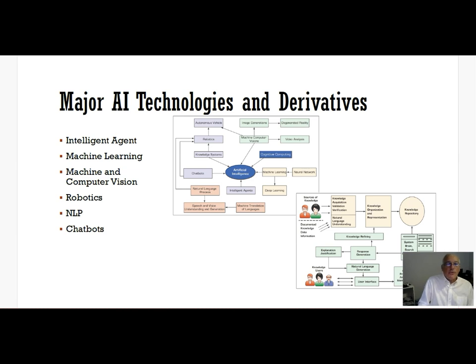Intelligent agents are autonomous, relatively small computer software programs that observe and act upon changes in the environment.